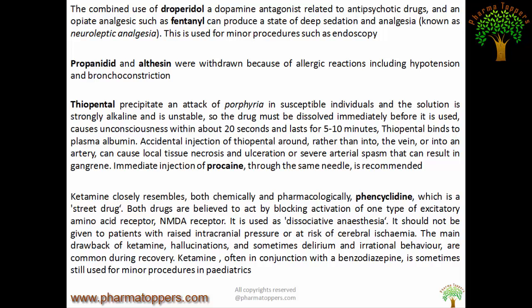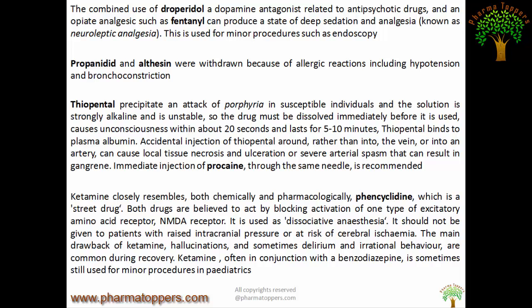Accidental injection into the artery, or around the artery or vein, causes local tissue necrosis and ulceration, or severe arterial spasm that causes gangrene or loss of tissue. So immediate injection of procaine, which acts as a treatment, is given through the same needle. Thiopental is also found to precipitate an attack of porphyria in susceptible individuals.